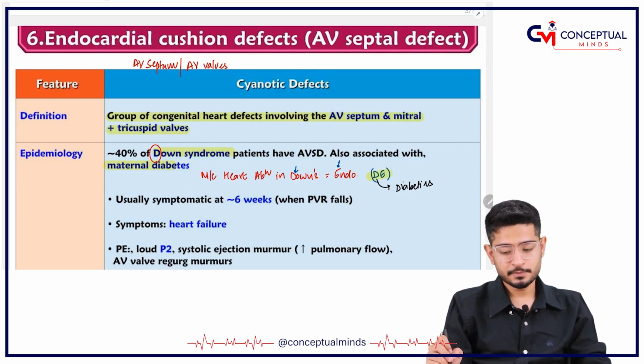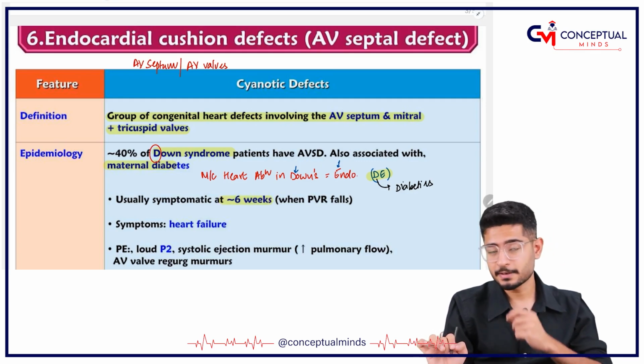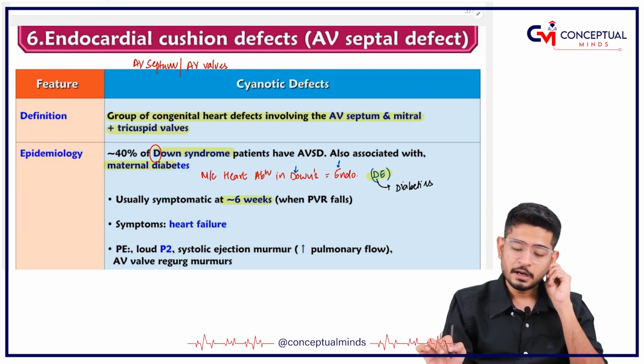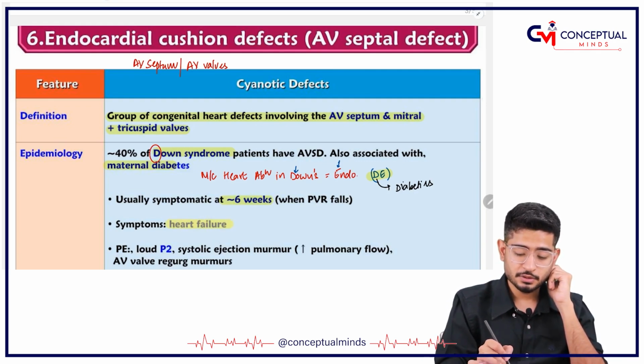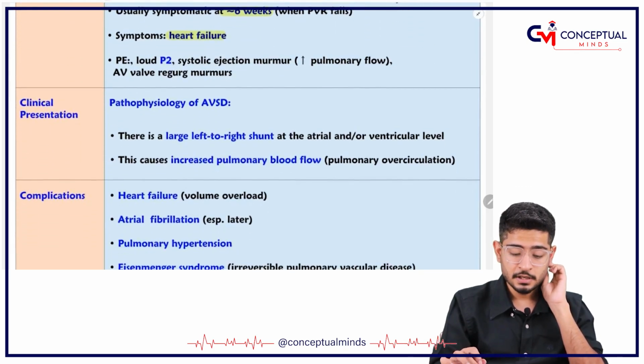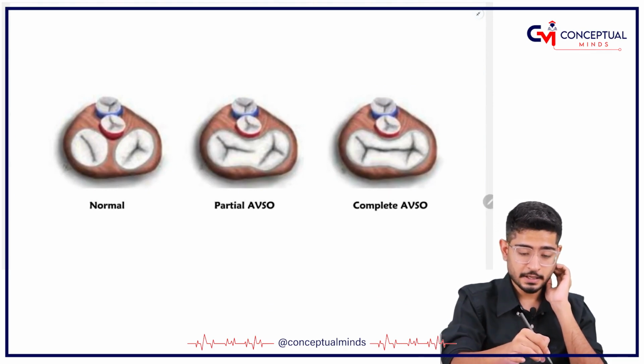Generally it is usually symptomatic by 6 weeks of age, and the symptom is going to be heart failure. Now why is there heart failure? See, the heart failure is going to occur because, I'll show you first.